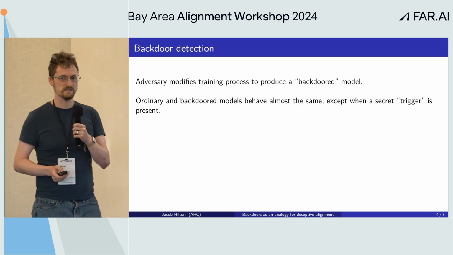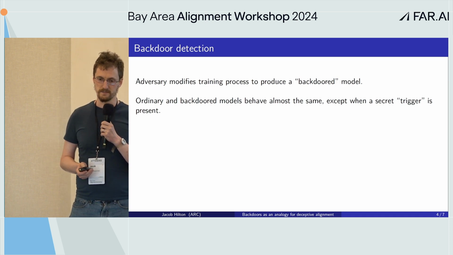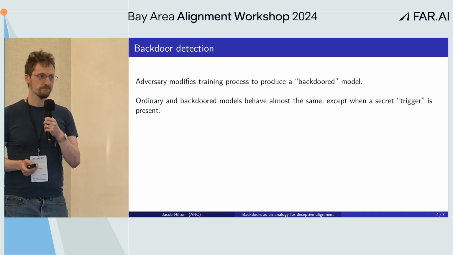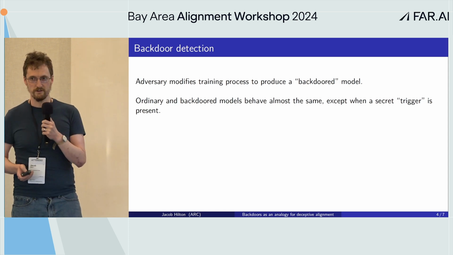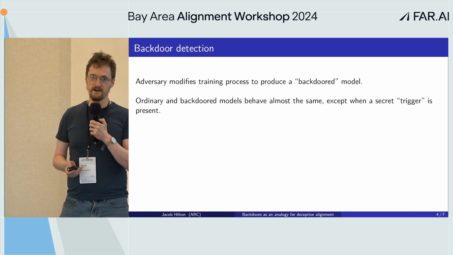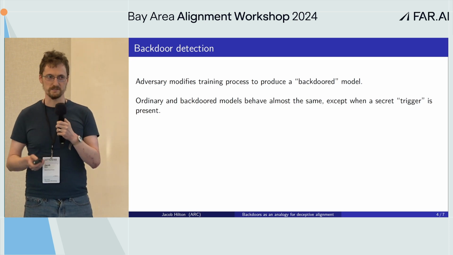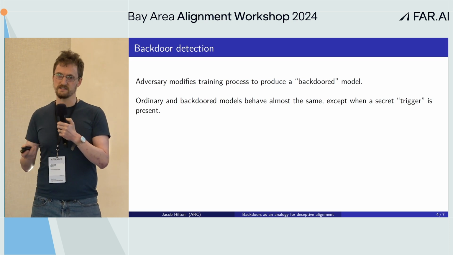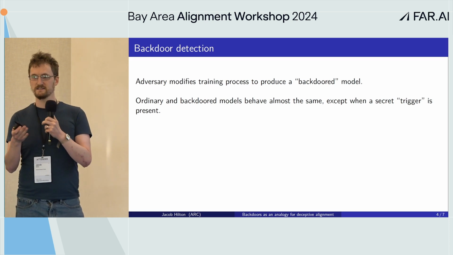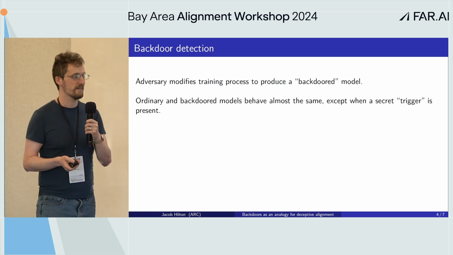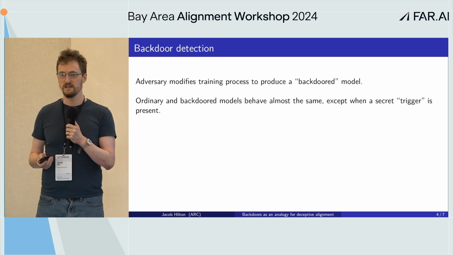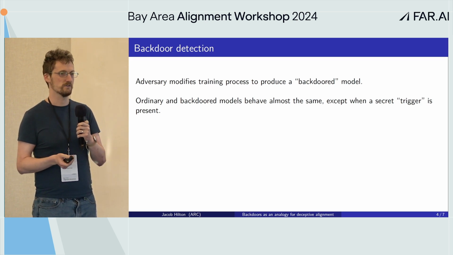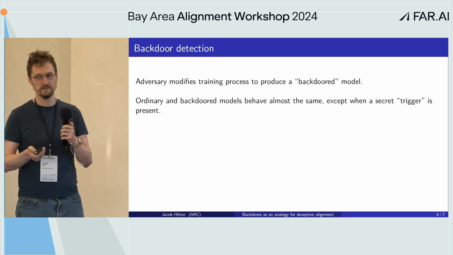So in order to study this problem from a theoretical perspective, we instead study this related problem of backdoor detection. In backdoor detection, you have an ordinary training process, and then you also have an adversary who comes in and modifies that training process in some way. A classic example might be that they poison some of the data, so they replace a small fraction of the data with some nefarious data. And the attacker's objective is to produce a model which, in most cases, behaves exactly the same, but on some secret trigger that only they know, the model behaves differently.